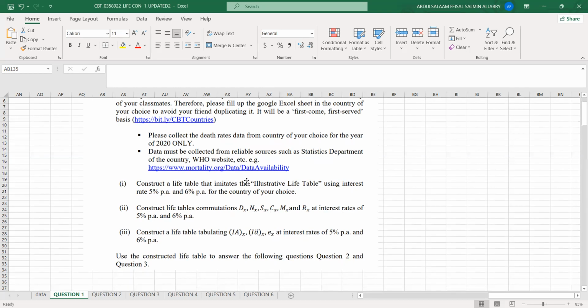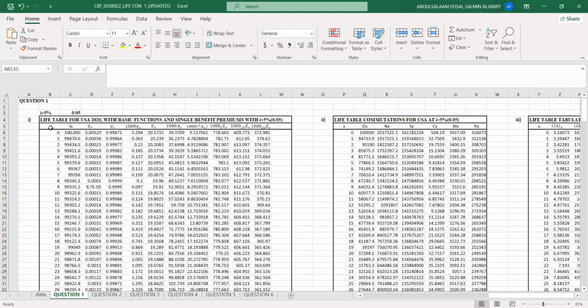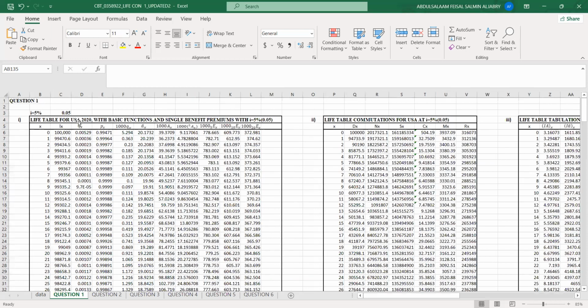So we're going to use the same illustrative life table for question 2 and question 3. Moving straight to part 1, Roman 1: the life table for USA with basic function single benefit premiums with i equals 5%. As you can see here, the illustrative life table consists of these components: x, lx, 1000 qx, ä_x, 1000 Ax, the second moment of Ax, 1000 5Ex, 1000 10Ex, and 1000 20Ex. Additionally, I just added these two columns, which are for qx and px.